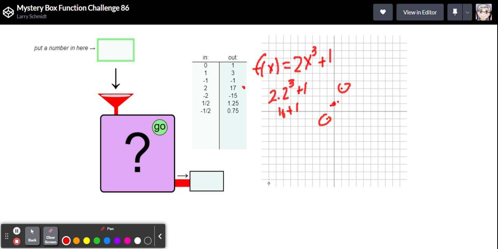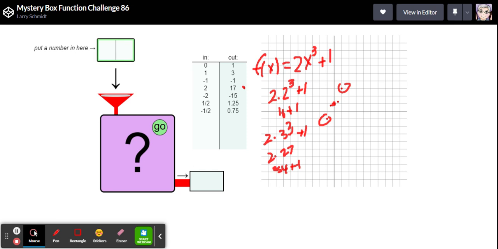Maybe let's put in one more point. What would happen if I put in a 3? So 2 times 3 cubed plus 1. So 3 cubed is 27, and times 2 would be 54 plus 1. So I should get a 55. Wow, that seems crazy. So let's put in a 3 and see if that happens. And there it is, a 55, not crazy after all. So I think we've got this. It's 2x cubed plus 1. Kind of amazing how quickly those numbers get big.